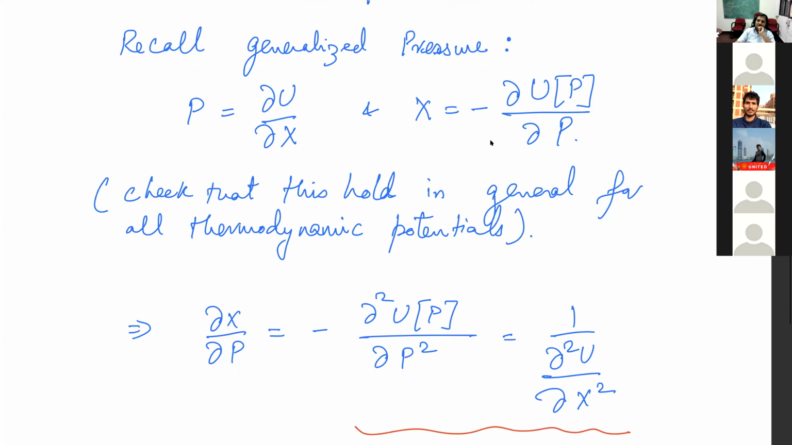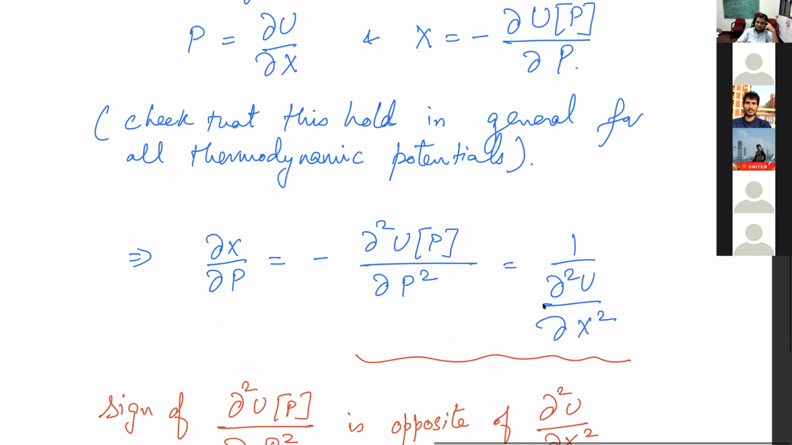Now I take the second relation, for example, and I can do ∂X/∂P. So I get a minus of ∂²U/∂P², basically. And ∂X/∂P, I can also derive from this first relation, take an X derivative and then invert it. That is given on the right hand side. So that is 1 by ∂²U/∂X².